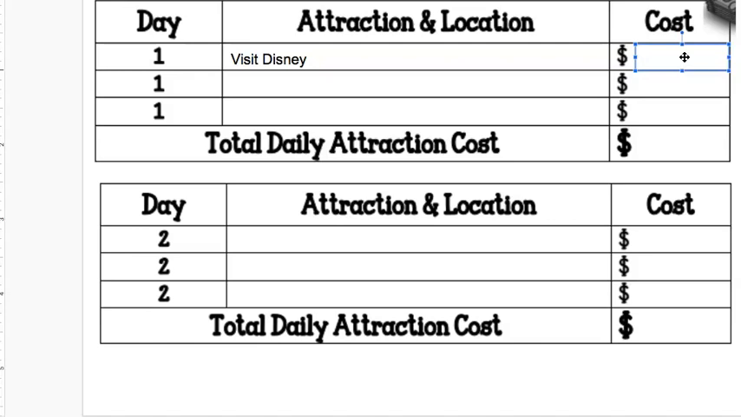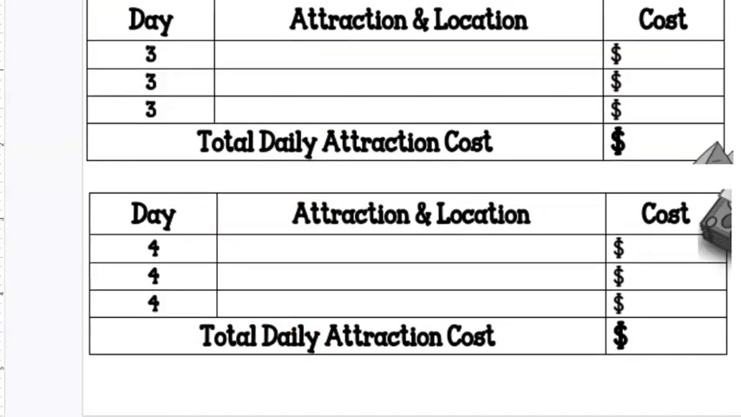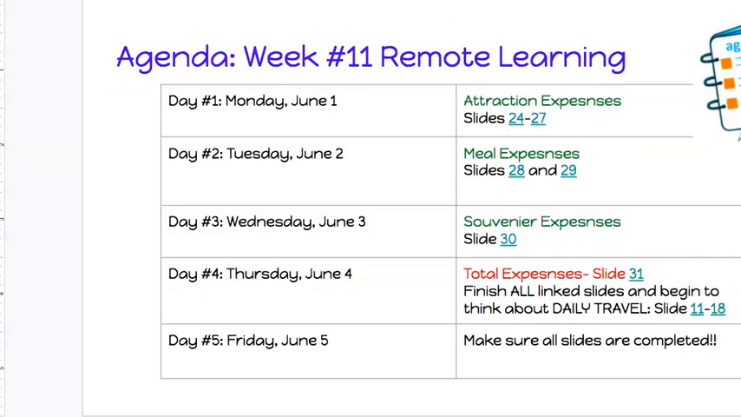If I'm taking somebody with me, you would have to multiply. So say it's me and my daughter. She's a child, so it's $100. It would cost $205 to visit Disney. Use Google and figure out the cost of each attraction. So for the day, if Disney was the only place I am visiting, I can put $205. I am done. And you are going to do that for each day, depending on how many days you are traveling for. That is what you need to do on Monday.